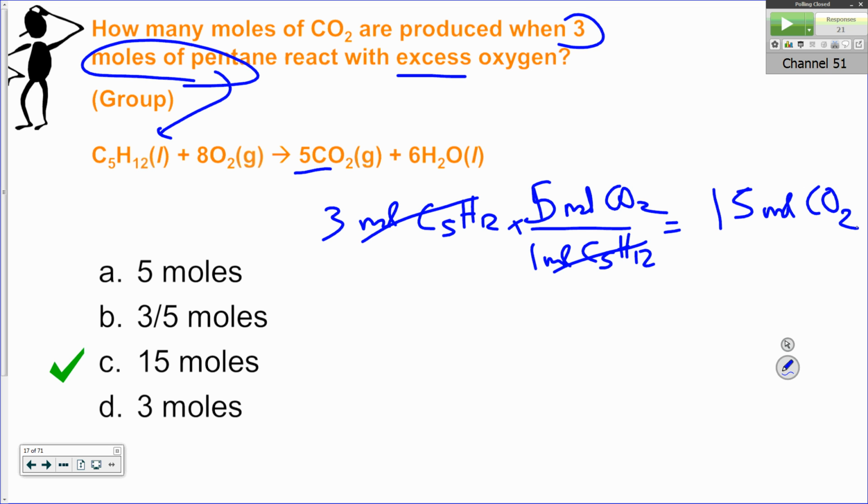Why did you underline excess on oxygen? Well, it means the oxygen is not the limiting factor. There's extra of this. What I'm going to run out of is the pentane, and that's going to limit the amount of product. And we're going to talk about that in a moment. That's called the limiting reagent or reactant in a reaction.